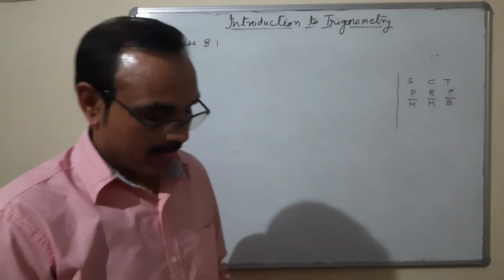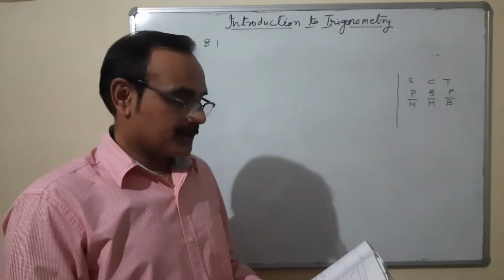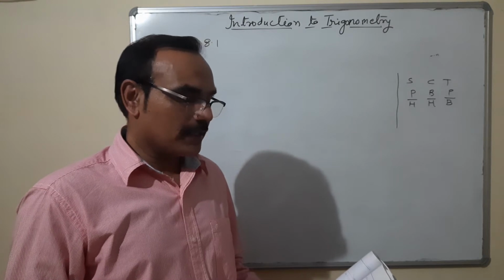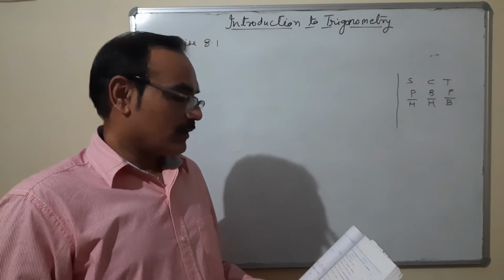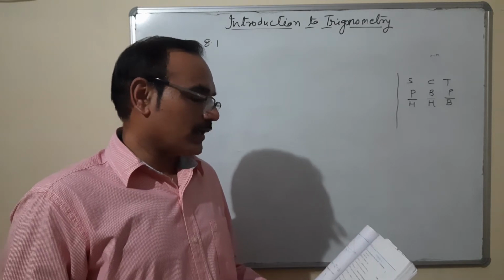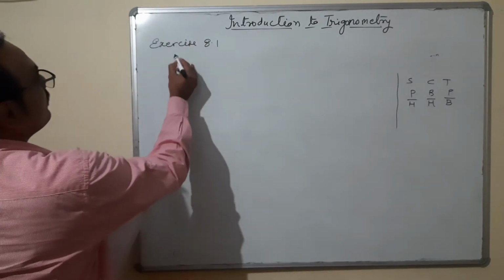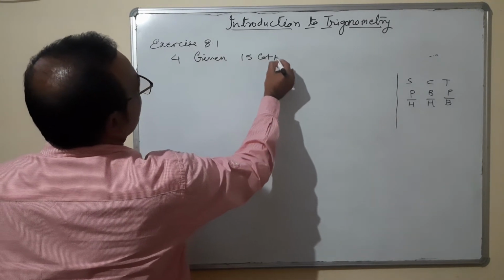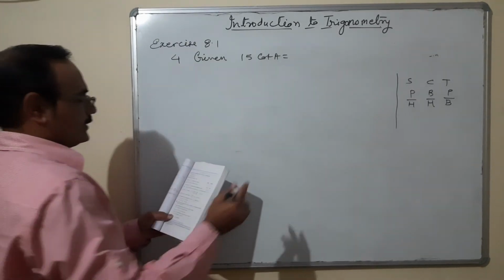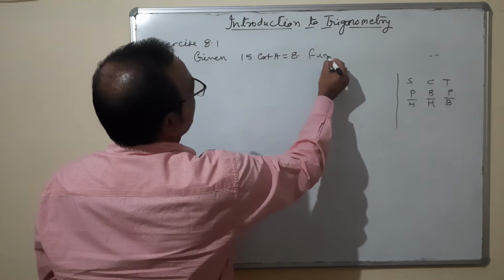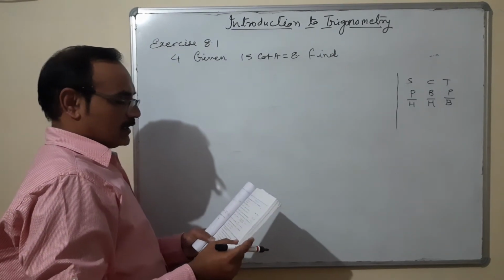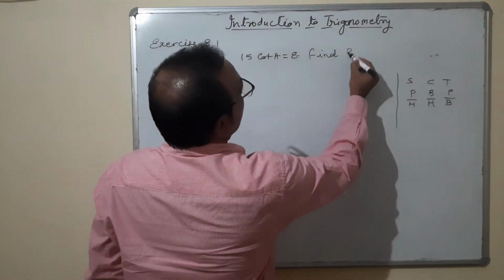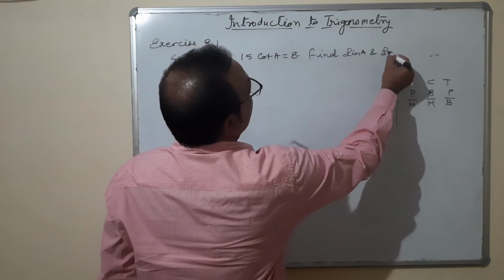After that, I am taking a question. Question number second is given. Find the value of tan P minus cot, a diagram is given. You can find it out. One question I am taking is given 15 cot A. Question number fourth. Given 15 cot A is equal to 8. Find the value of sin A and sec A.